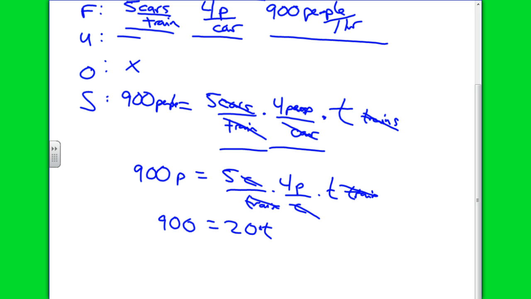So what will we do to both sides? Divide by 20. Good, that is exactly what you were thinking. And that gives us the number of trains. 900 divided by 20 is 45. And so what is the number of trains? 45. For those who have done the math, there you go, 45, which is the least important piece of this.